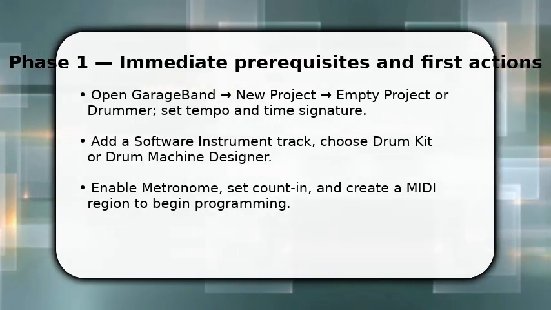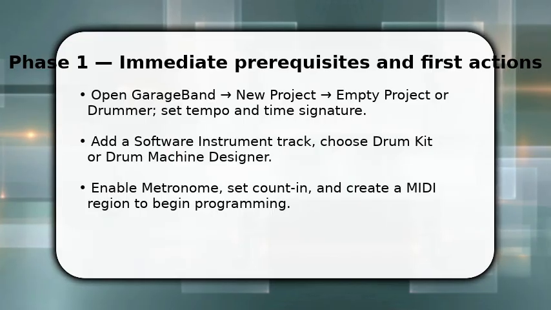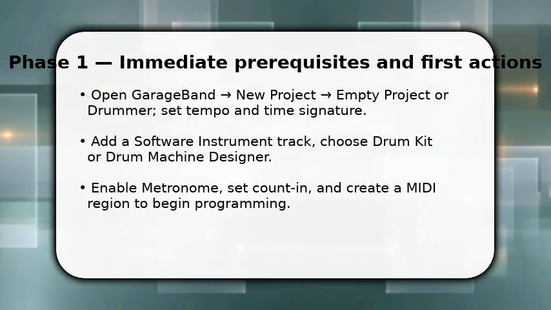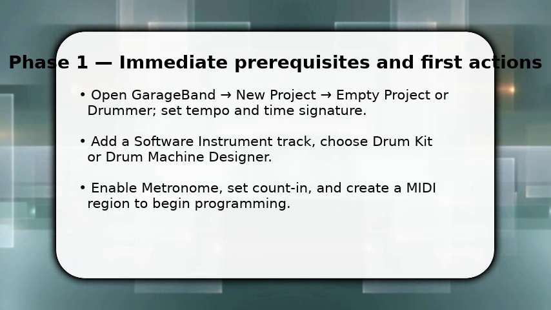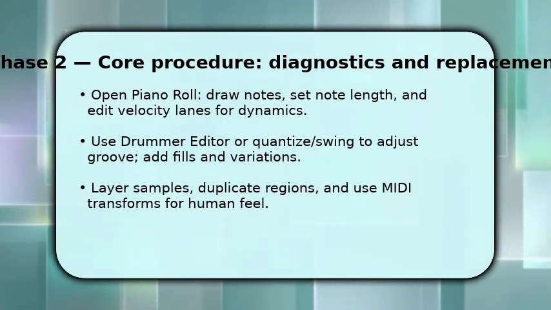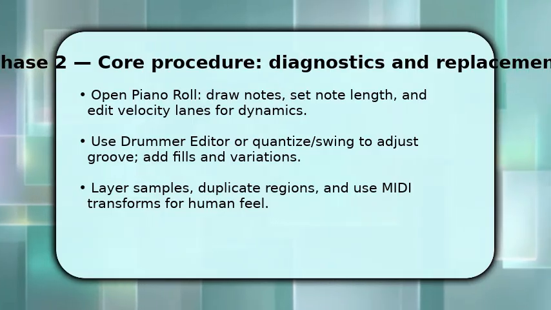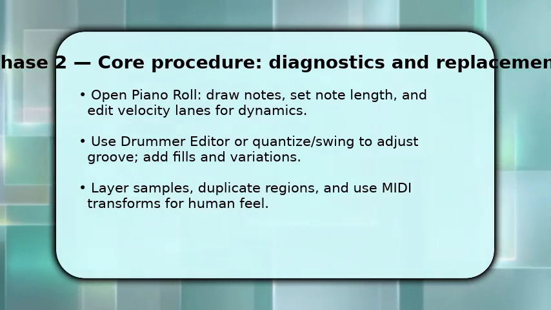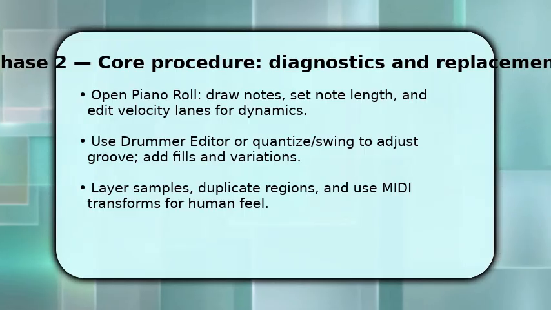Now draw or record a short MIDI region to capture a basic pattern. This gives you a tangible starting loop to edit and expand. You'll spend most time in the piano roll and drummer editor. Open the region and draw kick, snare, hi-hat notes, then set lengths and velocities to shape feel.